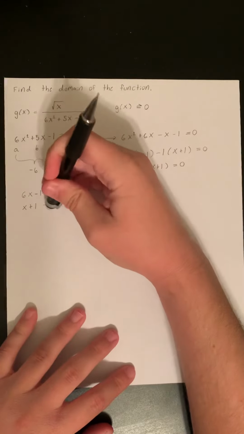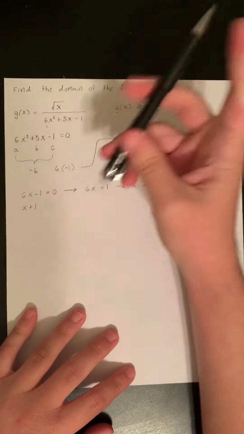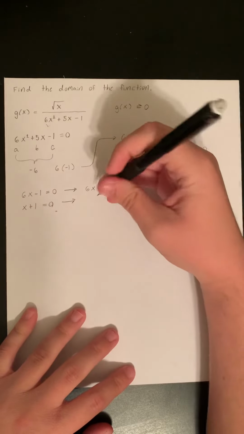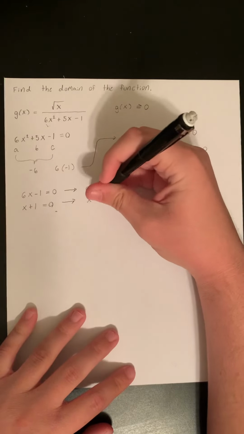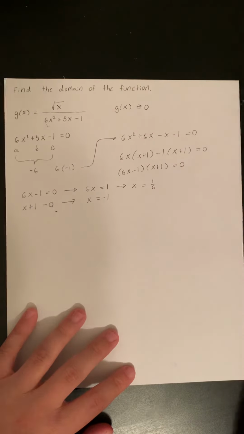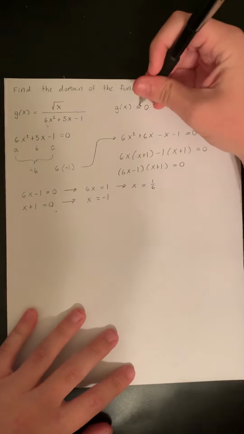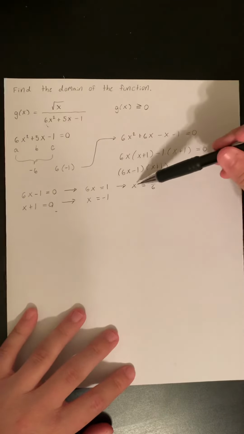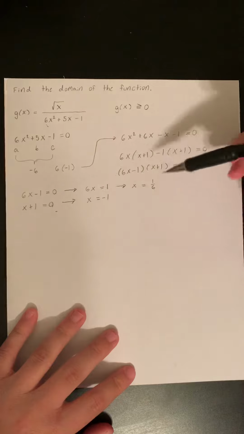Oh, forgot something. This x plus 1 should equal 0. And then from here, we just subtract 1 from both sides, and we're left with x equals -1. So we can finally go ahead and complete our domain for this. So these are the two values for our denominator that equals 0.